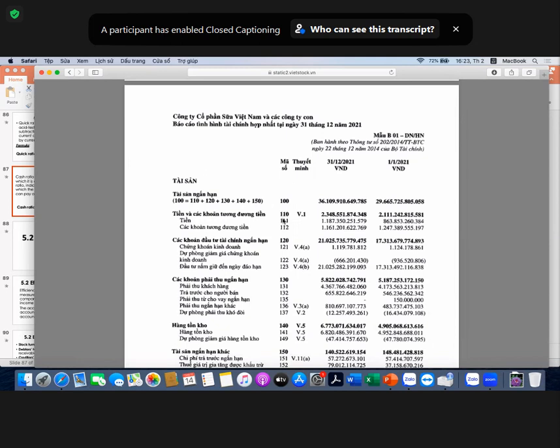Trần Hoài Thương. Trần Hoài Thương. Em có. Cash ratio của năm 2020. Cô lại một chút một tí nữa.